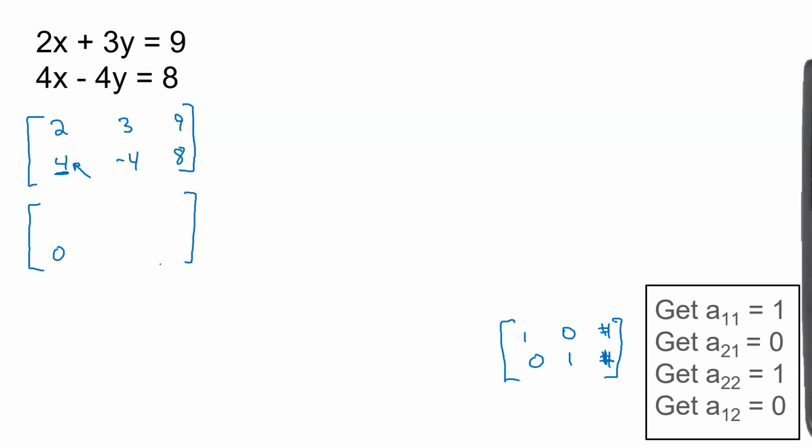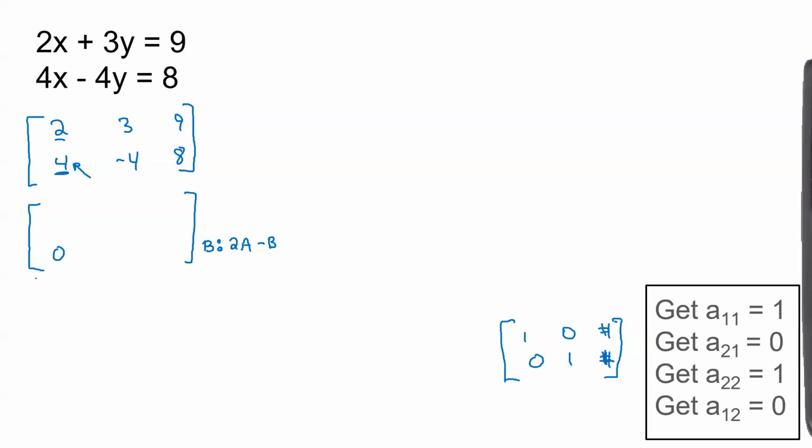So in order to do that, I could take 2 times this 2 minus that one. The new row B will be 2 times the old row A minus the old row B. 2 times 2 would be 4, minus 4 would give me the 0 that I want right there. But then I've got to do the whole thing all the way across.